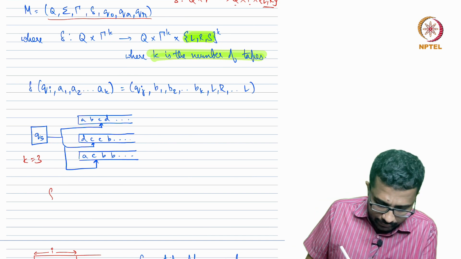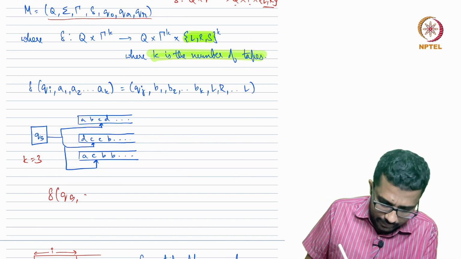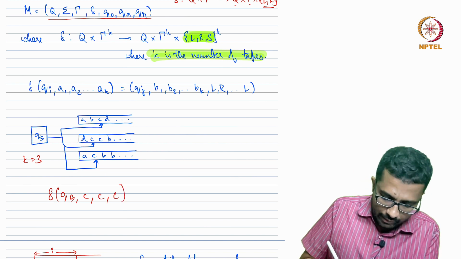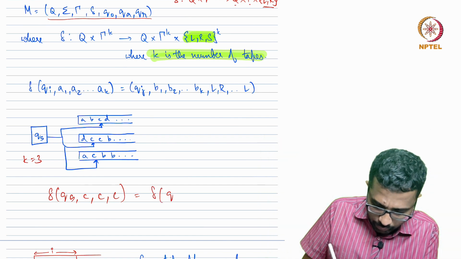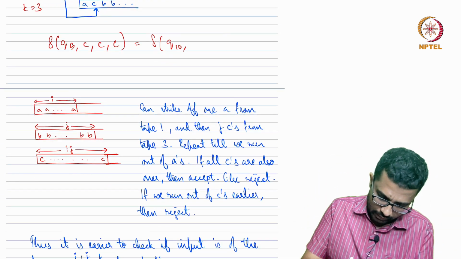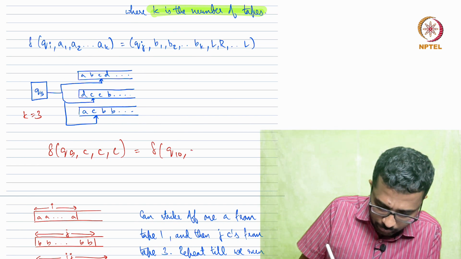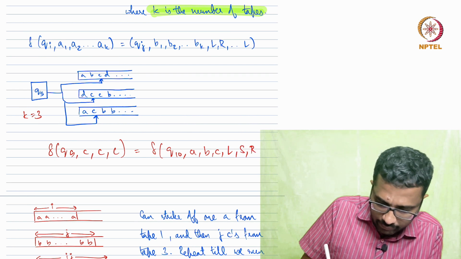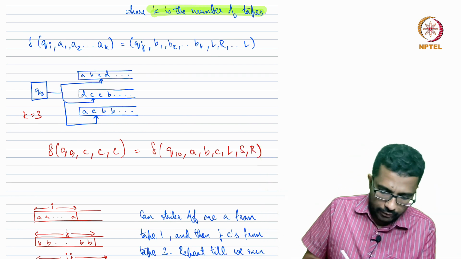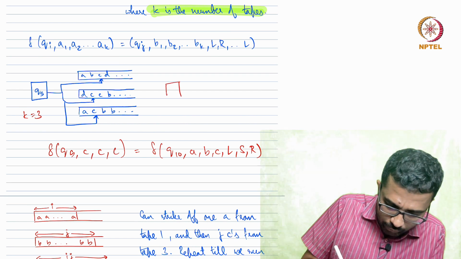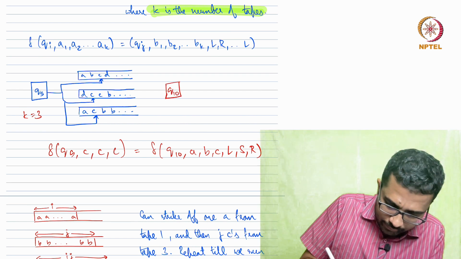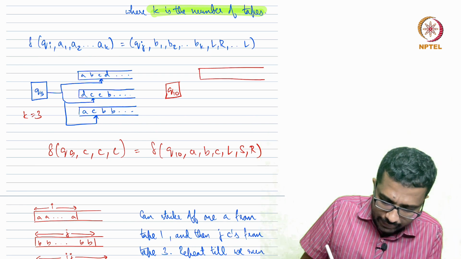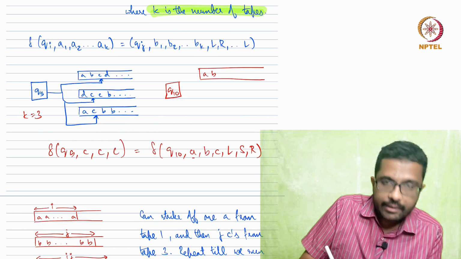So let's say delta, so here the state is Q5, C is the symbol on the first tape, C is the second symbol, and in fact C is the third symbol coincidentally, and let's say this was delta Q10 A, B, C, L, S, R. So what I am saying is, if this is the situation, then you move to Q10. On the first tape you write A. The head was pointing at C.